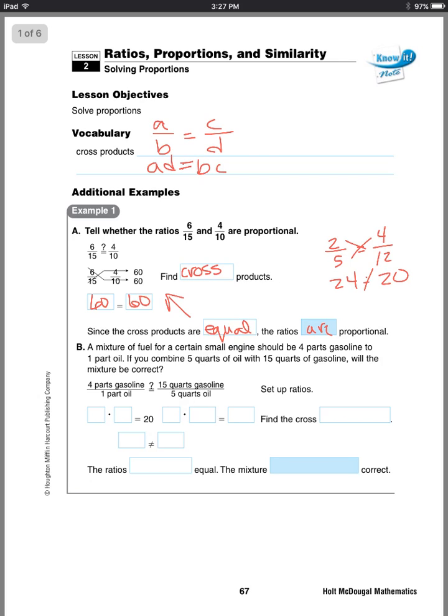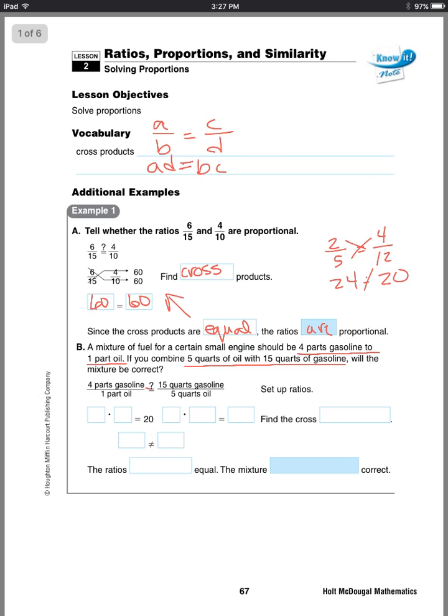A mixture of fuel for a certain small engine should be 4 parts gasoline to 1 part oil. If you combine 5 quarts of oil with 15 quarts of gasoline, will the mixture be correct? So we have 4 parts gasoline to 1 part oil. We write that in a ratio exactly as we see it. 4 parts gasoline goes to the top, 1 part oil goes on bottom. And we want to see if it's proportional to 5 quarts of oil with 15 quarts of gasoline. Since gasoline's at the top for our first ratio, it's got to be at the top for our second ratio. So we take 15 quarts gasoline over 5 quarts of oil. So that is our ratio.